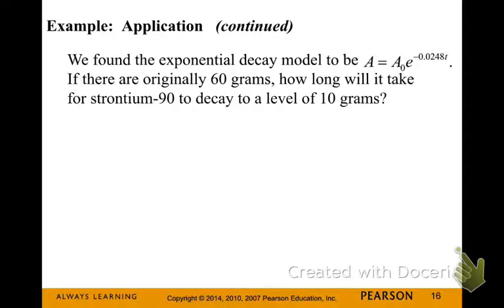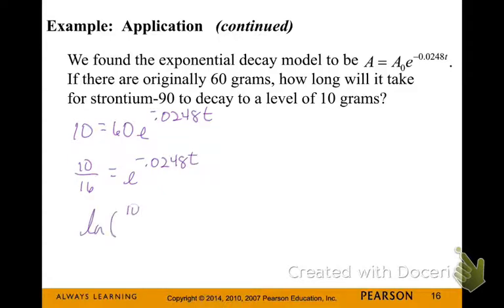So let's find out if there are originally 60 grams of this, how long will it take for that to decay to a level of 10 grams? So we'll plug in 10 as our ending amount, 60 as our beginning amount, and then use the k value that we just found. So we'll divide by 60. And then we'll rewrite this in logarithm form, so it's a natural log. And I'll keep the 10 over 60 in fraction form because I don't want to round yet. And then divide by the decimal.